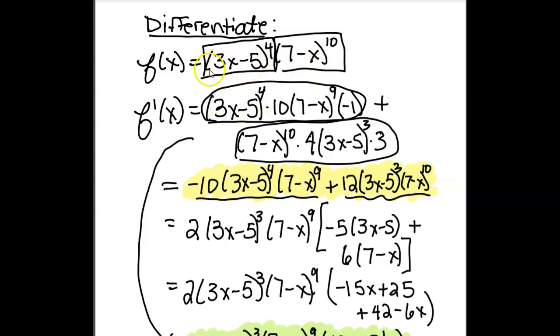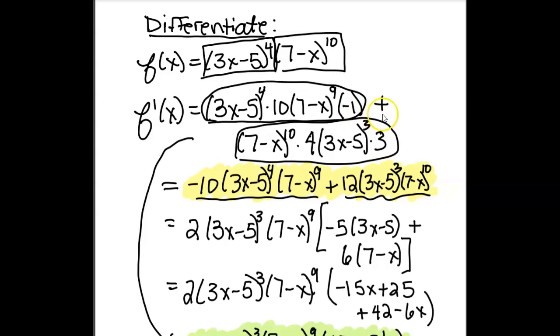Starting with the product rule, we take this first function, 3x minus 5 to the 4th, as it is, and multiply that by the derivative of the second. This derivative requires your chain rule. The 10 comes down to the front, and 7 minus x to the 9th stays because you reduce your power by 1 to get the 9th power. And then the inside function's derivative is -1, which gets multiplied back here.